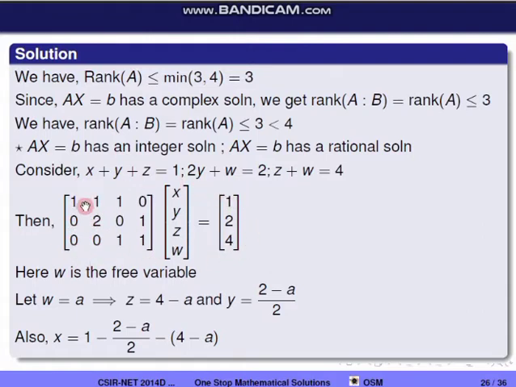So we see that 1, 2, 1 are the pivotal elements. So we get a position here where there is no pivotal element. So the position relating to this variable will be the free variable. So w is the free variable here. Let me take w equal to a. By the third equation, we get z equal to 4 minus a, and from the second equation, we get y equal to 2 minus a by 2. So this is in p by q form. So y is a rational number. So we get a rational solution. So every solution is not an integer one. So option 1 is wrong. Option 2 is correct.